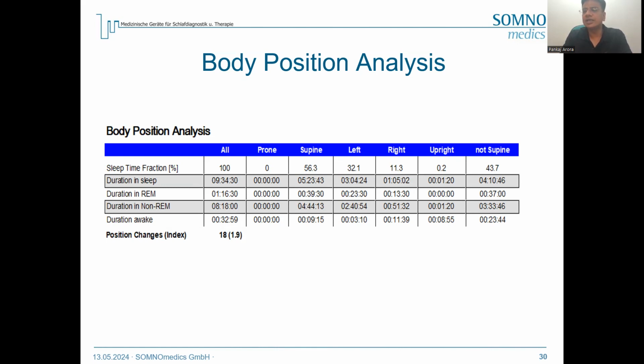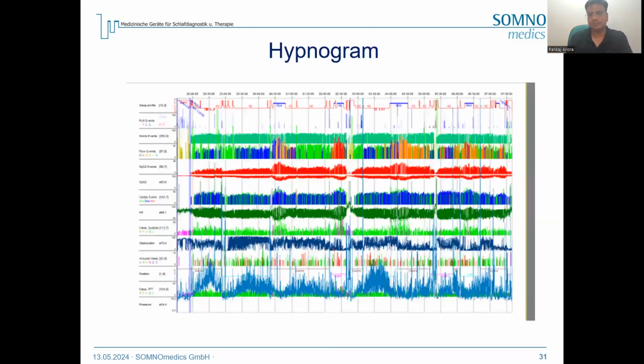In that particular case, you can actually change the position if the obstructions are happening mostly in supine position and not in lateral position, and it's mild to moderate. You can tell the patient, instead of putting on a CPAP, you can try sleeping in a lateral position, and probably this will help in reducing your apnea hypopnea index.